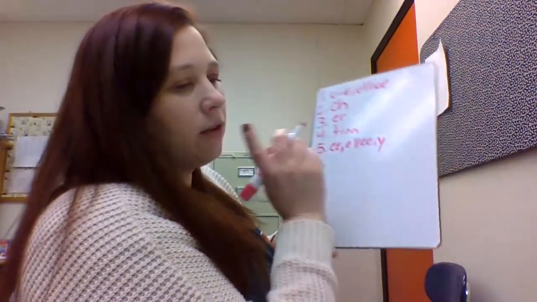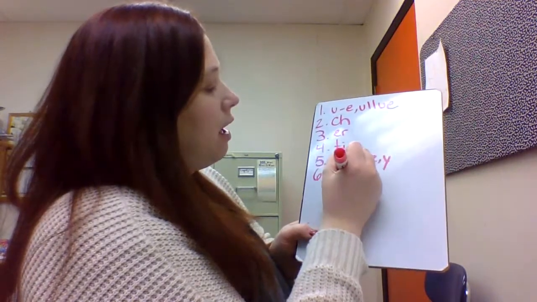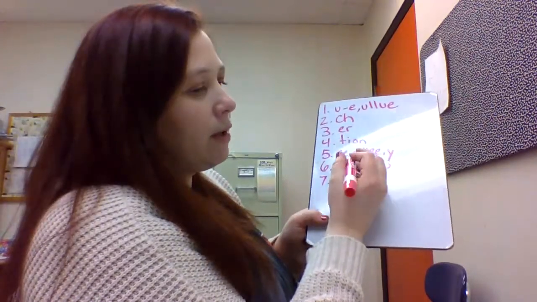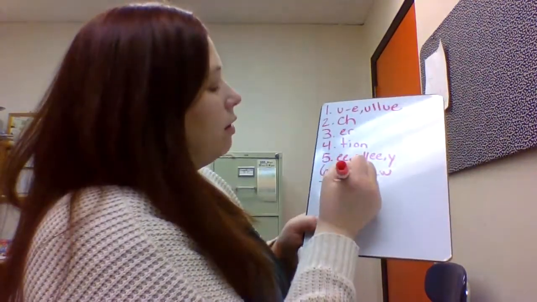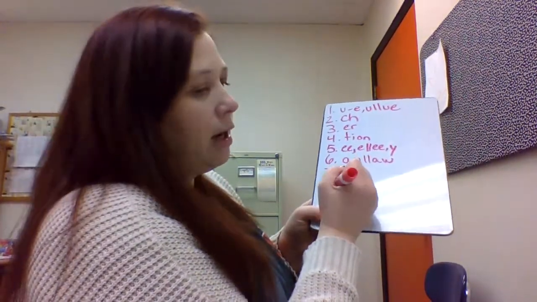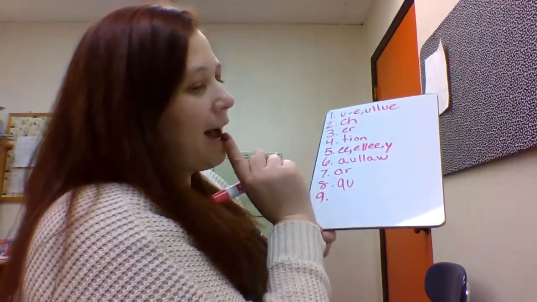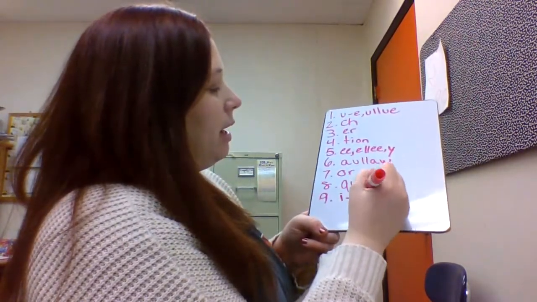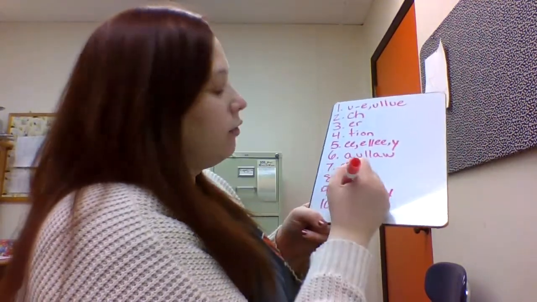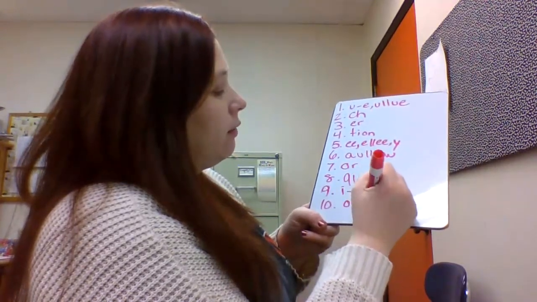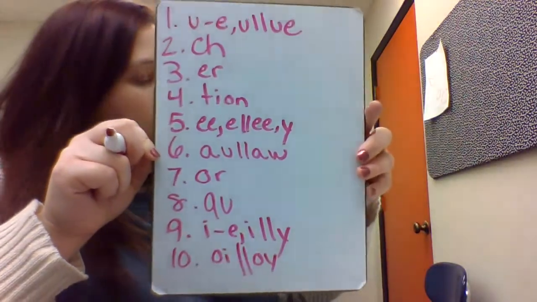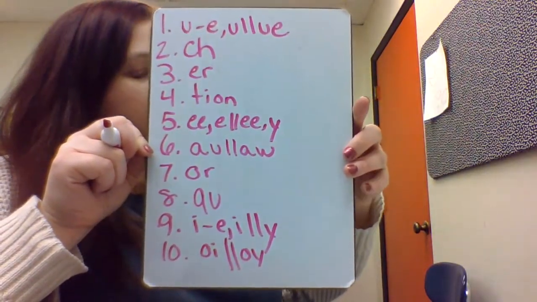Number 6 is AW. Remember that's AU or as a final sound AW. Number 7 is OR. That's OR. Number 8 is QU. QU. Number 9 is I consonant E, comma I, or as a final sound Y. And number 10 is OI, which is OI, or as a final sound OY. All right, go ahead and make sure you have those down before we move on to our spelling.